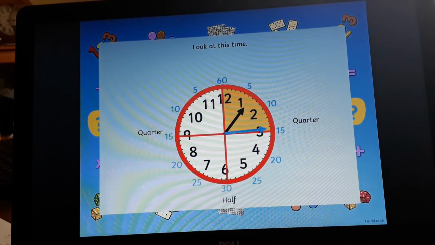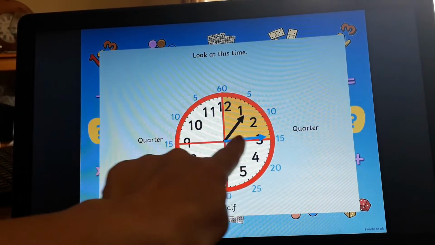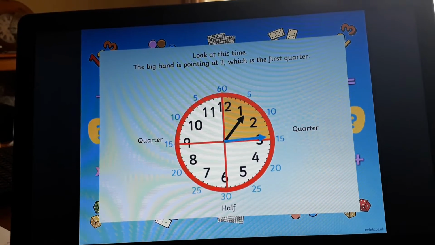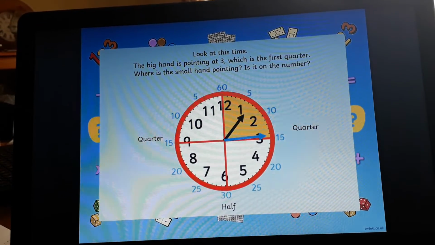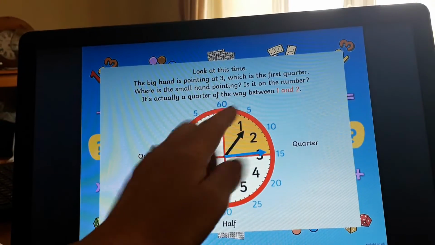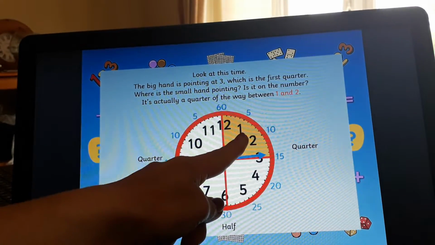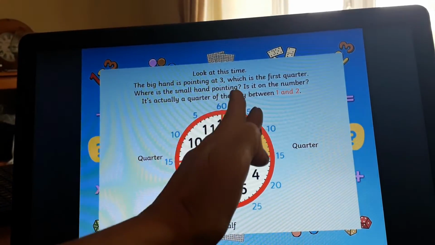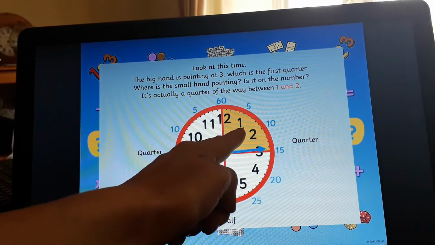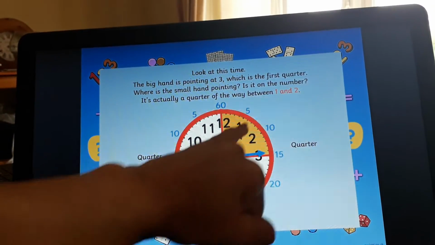Right, so look at this time. Look where the hour hand is. So remember, the hour hand is the small hand. The longer hand is the minutes hand. Right, so this is telling us that it's not directly on the number 1 because it's gone past the hour. So it's actually a quarter in between the 1 and the 2 because we've gone to 1/4.